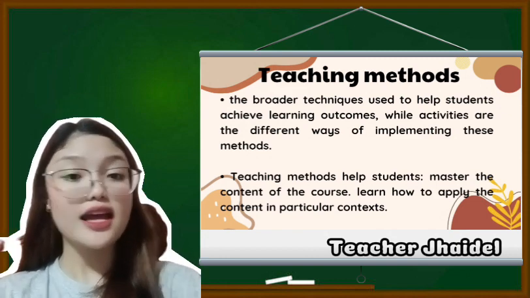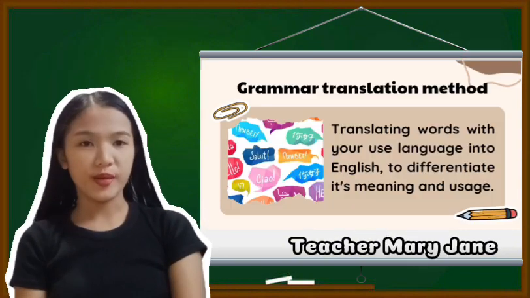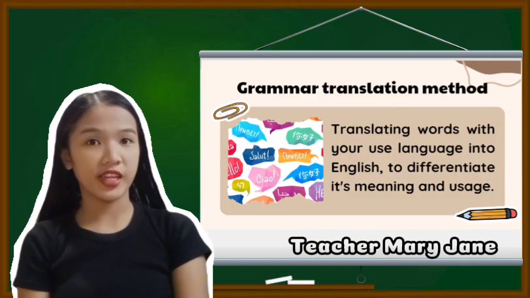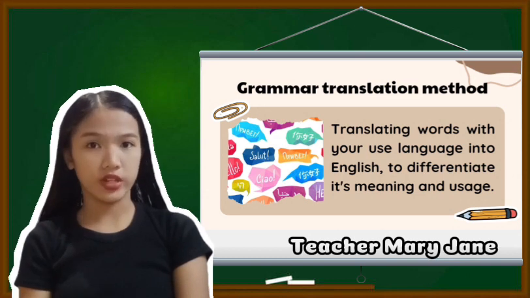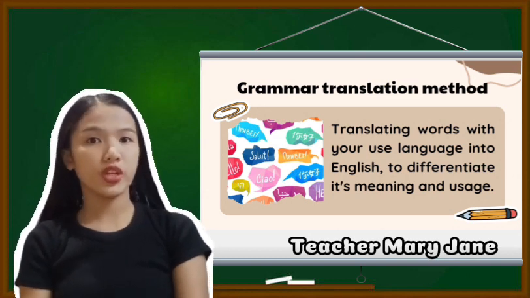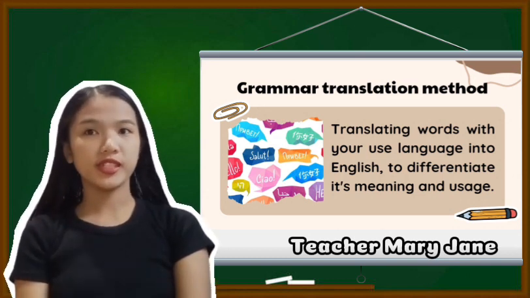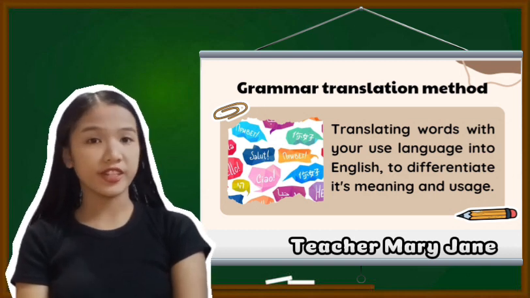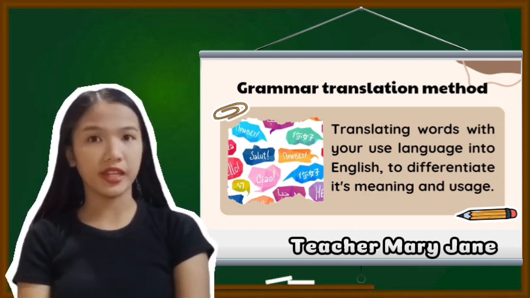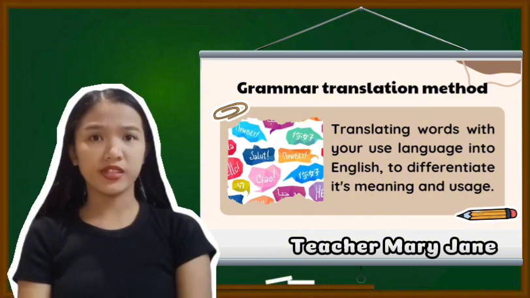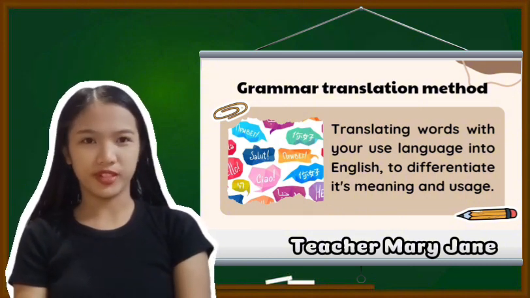Grammar translation method. Translating words from your used language into English to differentiate its meaning and usage. So this grammar translation method is not translating sentence by sentence, but instead it's translated word to word.